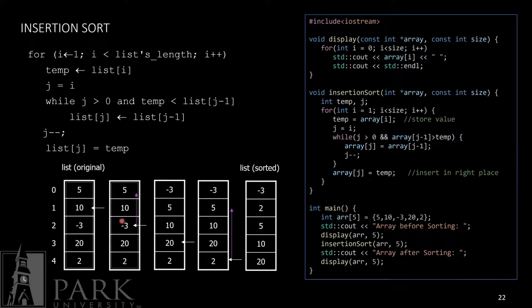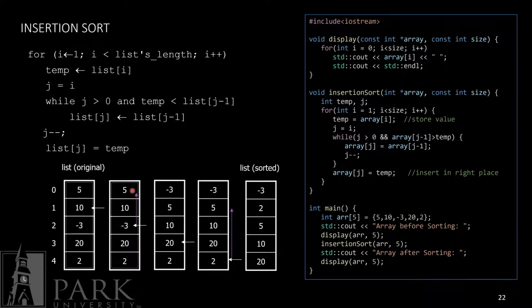So in this case, right here, let's take a look at -3. While we're not at the beginning of the array, and while the value of the one before us is greater than our value, which is stored, which is -3, we are going to move this into the previous position and decrement it down. So the array at j is equal to the array at j minus 1. So we're going to take 10 and move it down, keeping in mind that -3 is stored temporarily.